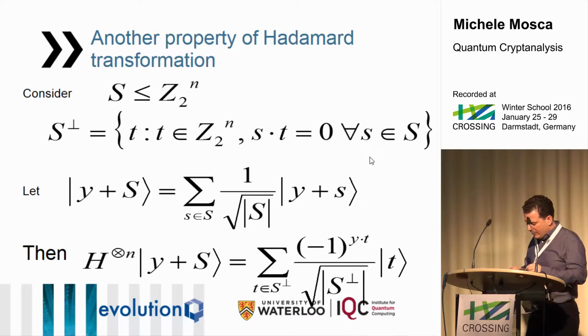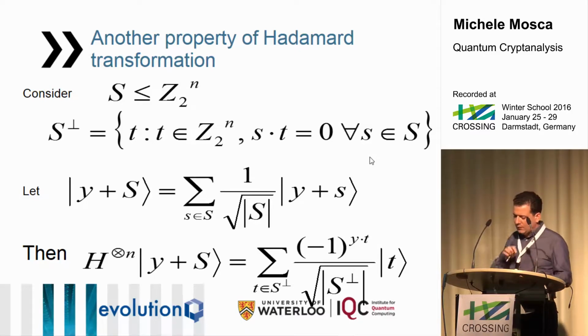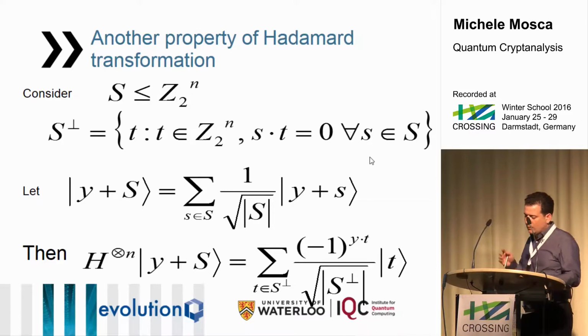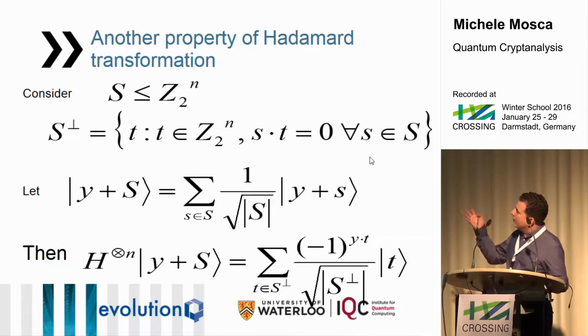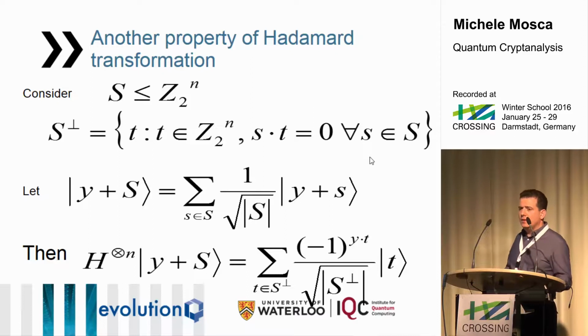So we have now the raw ingredients to solve Simon's problem, which I'm about to define. But let me frame this in terms of another property of the Hadamard transformation. Suppose you have a subspace of Z2 to the n. So Z2 to the n is n-tuples of binary elements modulo 2. The orthogonal space to S is simply all the n-tuples t such that t dot s, the inner product of t and s, is 0 for everything in S. It's a very natural definition of orthogonal space.